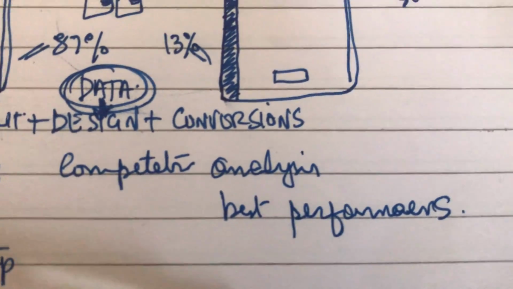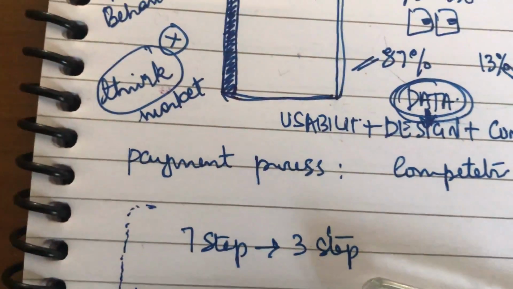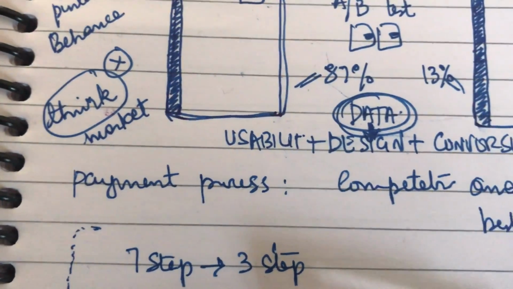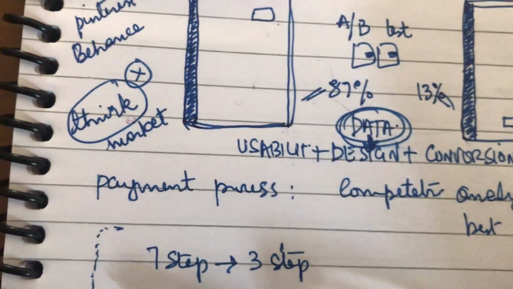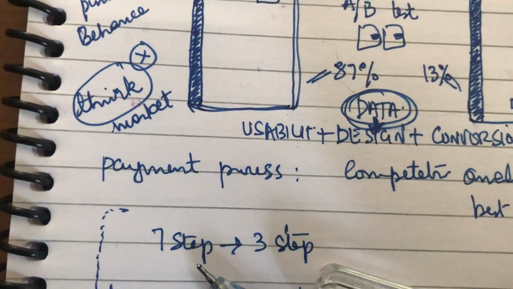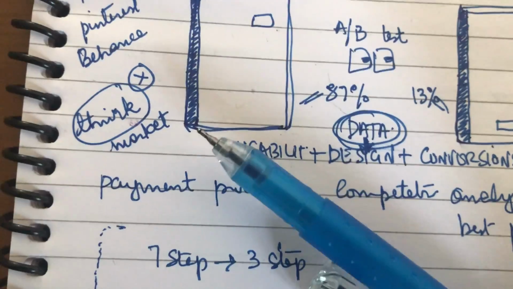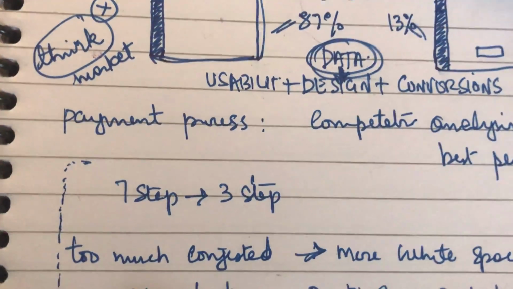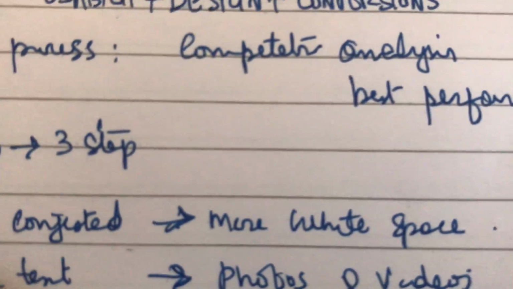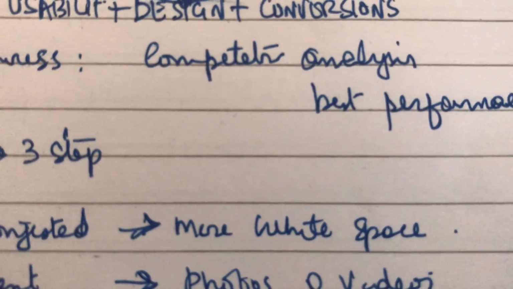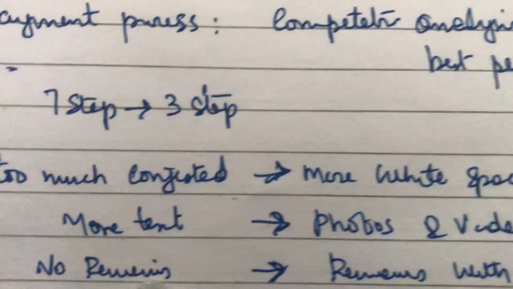There are giants in the market who make the payment process so simple. For example, you can go through the Myntra site. Maybe your payment process has 7 steps now. You can make it 3 steps. Such kind of optimization can be done. Your pages may be too congested. Maybe your audience needs a more relaxed way, and there must be more white spaces.